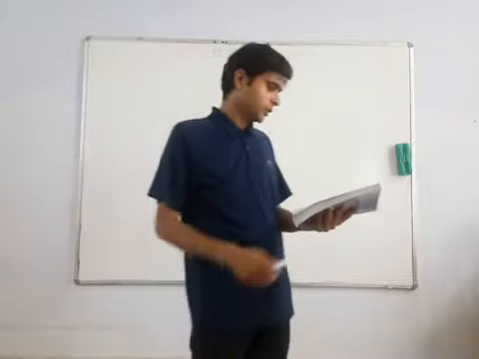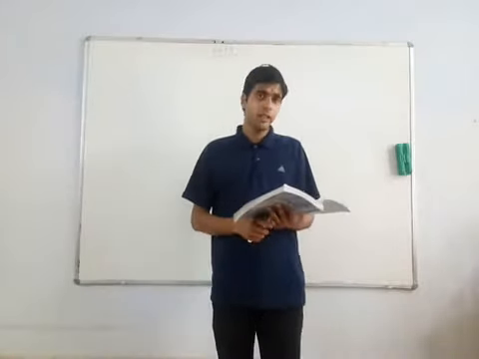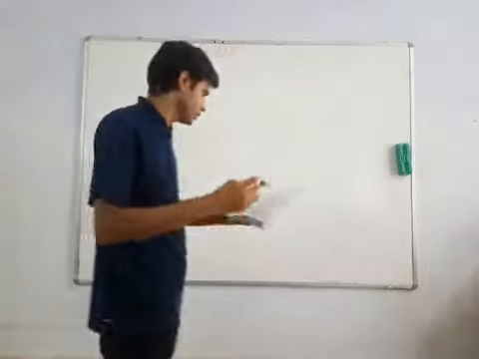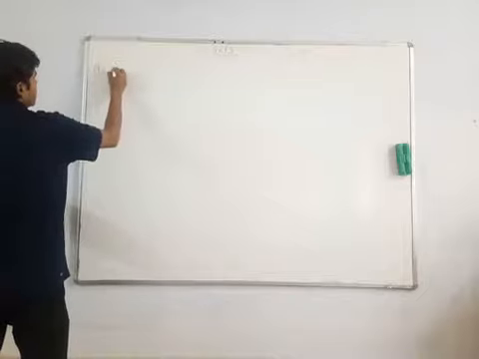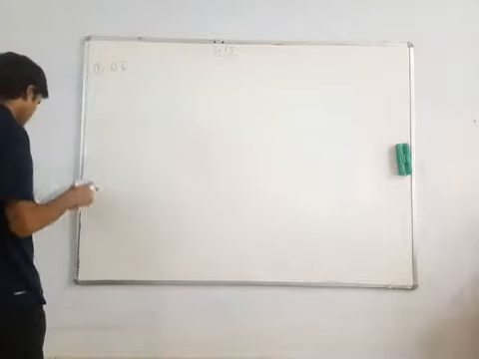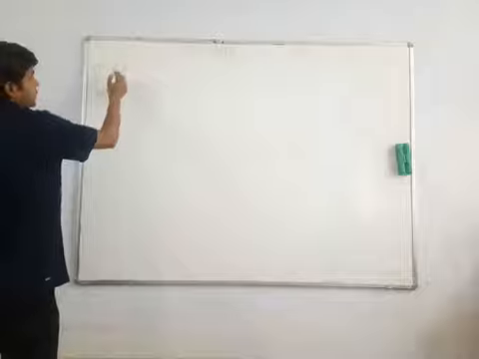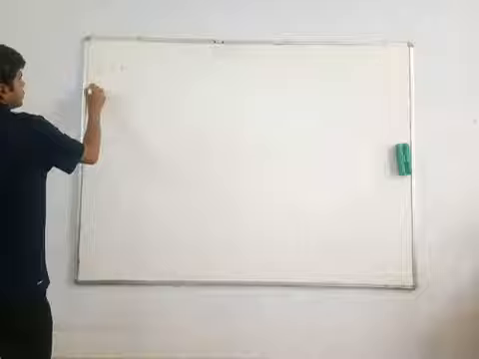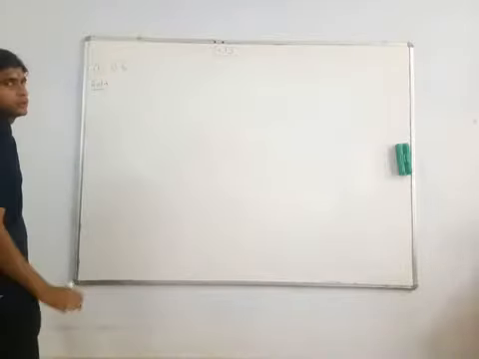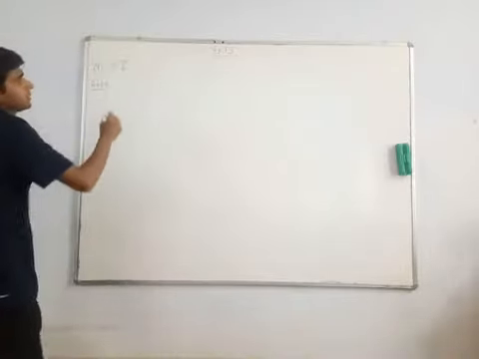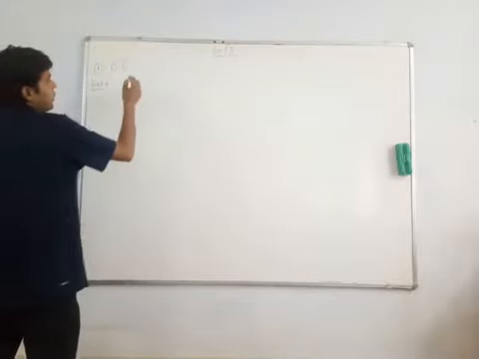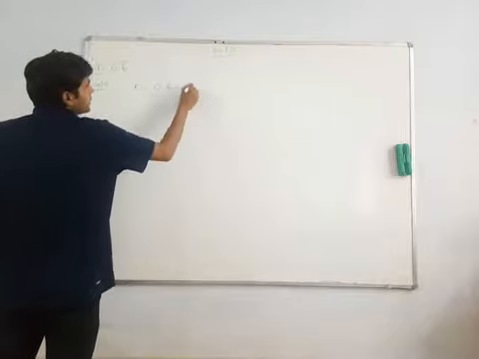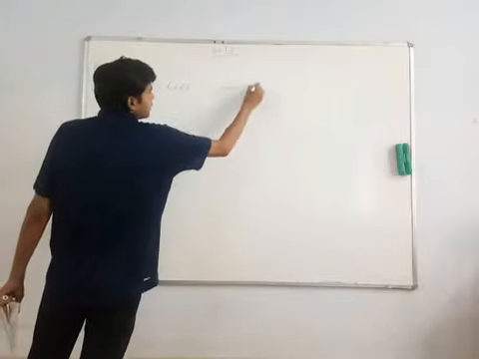Excellent. Then question number 3. Express the following in the form of P upon Q, where P and Q are integers and Q is not equal to 0. 0.6 bar. This 0.6 bar is to be expressed in P upon Q. Solution. So 0.6 bar means 6 repeats again and again, so you have to write x equal to 0.6666 bar.